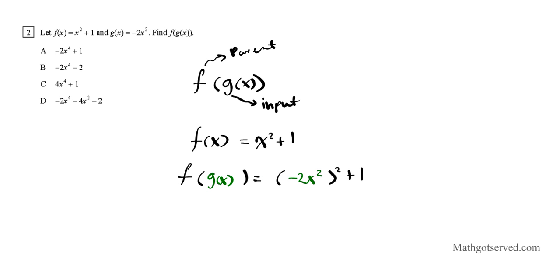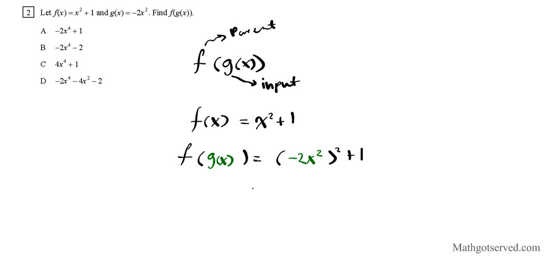You have to be real careful with the sign here because this square goes to the sign, it goes to the number, and it goes to the variable. Minus times minus squared is positive, 2 squared is 4, and x squared squared is x to the 4th, plus 1. So we have 4x to the 4th plus 1. Answer is C. All right, moving along.